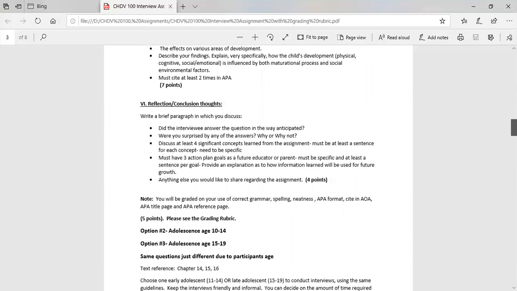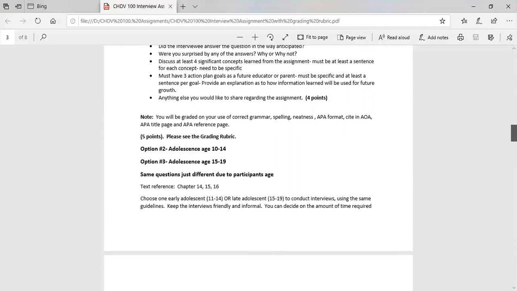And once again, I'm going to be looking at APA. Are you using proper grammar and writing structure? Are there any typos? Did you cite in APA? Did you have an APA title page? And did you have an APA reference page?